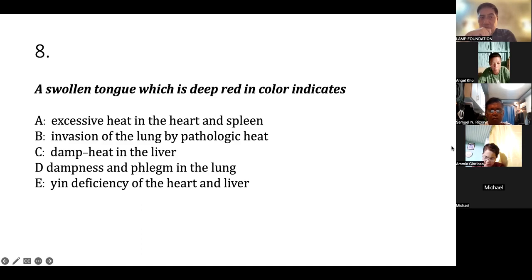Because as we discussed earlier, when there is a swollen tongue, there is a problem in the spleen. Okay. Do you think the tongue in excessive heat in the heart and spleen will still have a coating?